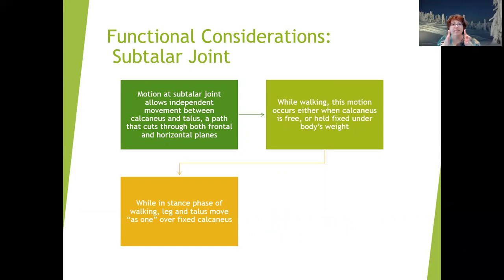And it's a path that goes through both the frontal and the horizontal planes. So while walking, this motion occurs when the calcaneus is free, and that's an open chain motion, or when it's fixed, held under the body's weight with your weight on your heel. And that's a closed chain motion. So when we're in the stance phase of walking, the leg and the talus move over the fixed calcaneus. So even on these smaller joints, we have open and closed chain movements.